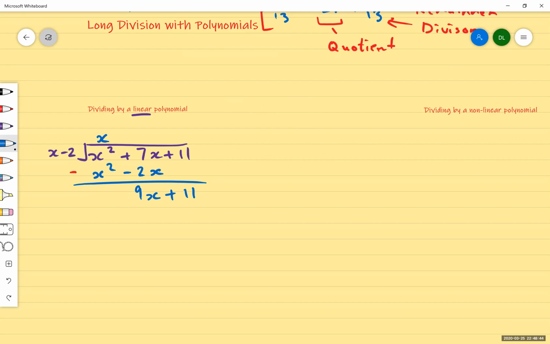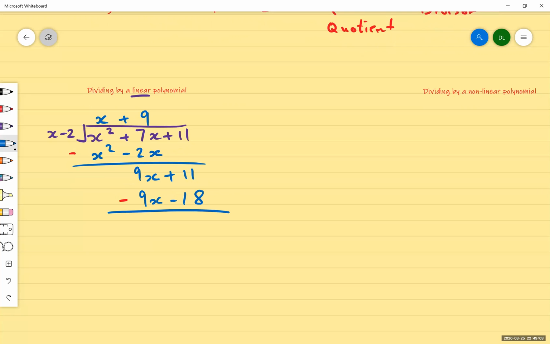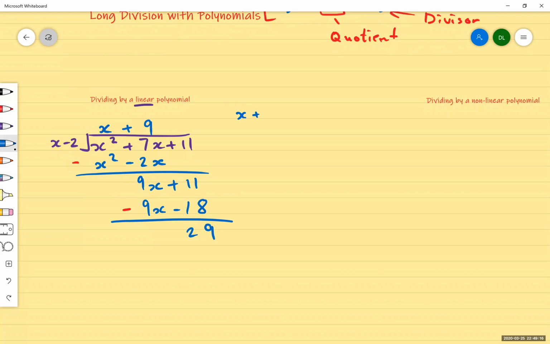Now the next question is, how many times does this x over here go into 9x? Well, 9 times, so plus 9. And I say, 9 times x gives me 9x. Negative 2 times 9 gives me negative 18. Once again, it's an implied negative. So 9x minus 9x gives me 0. I don't even have to write it. 11 minus negative 18 gives me 11 plus 18, which is 29. So my answer is x plus 9, remainder 29.